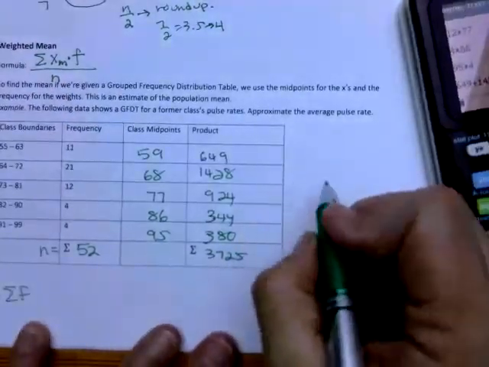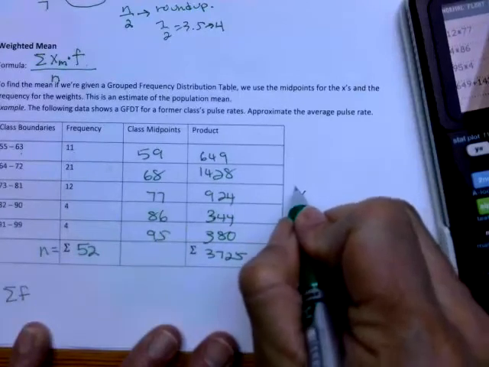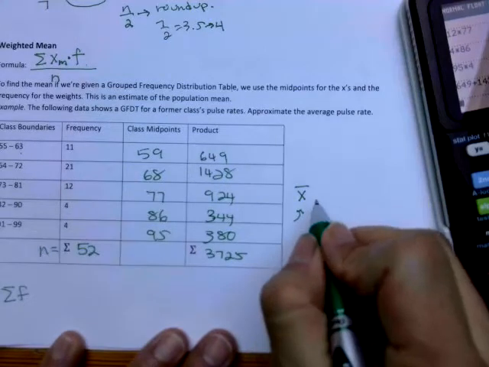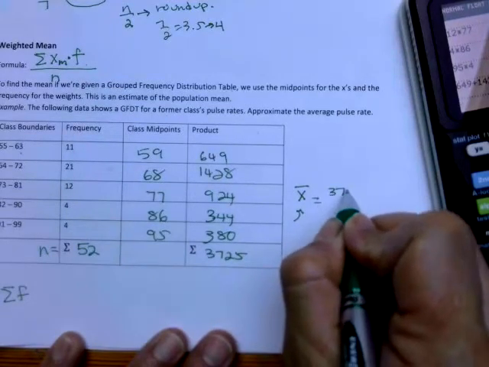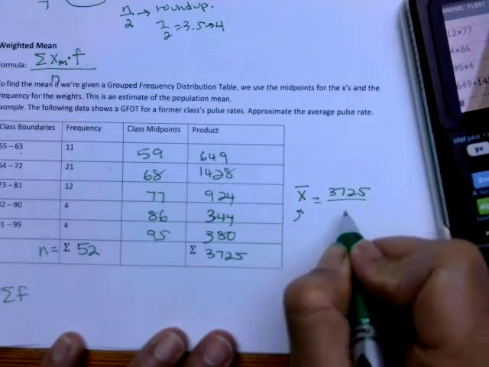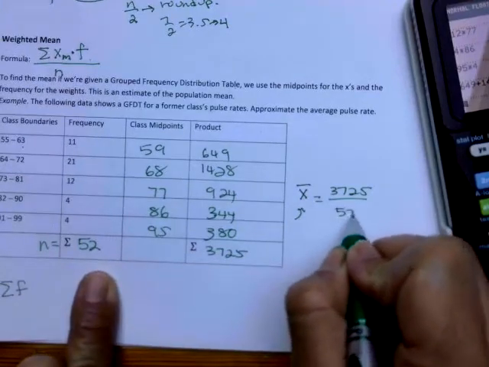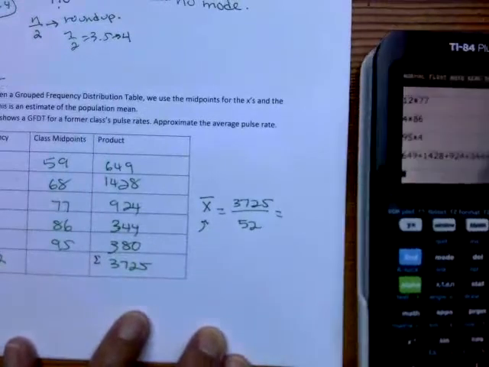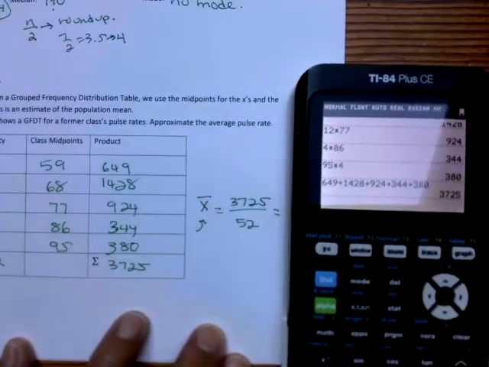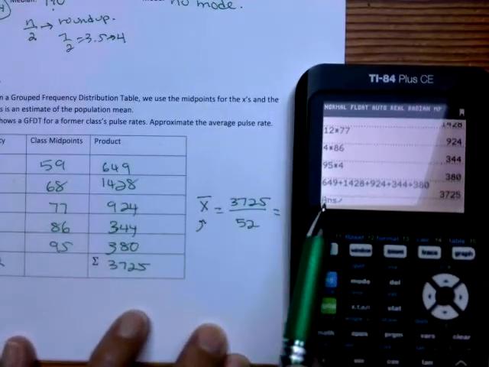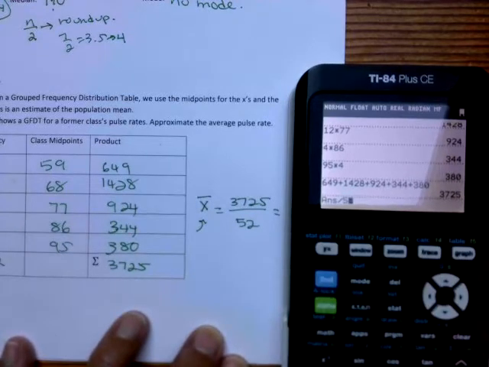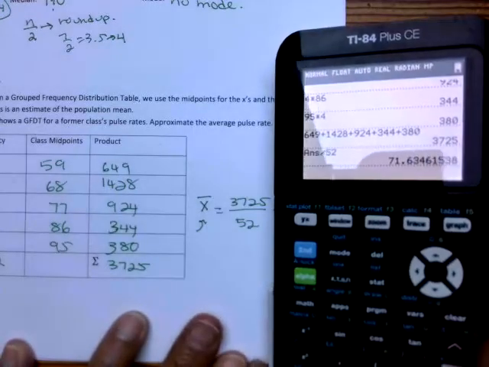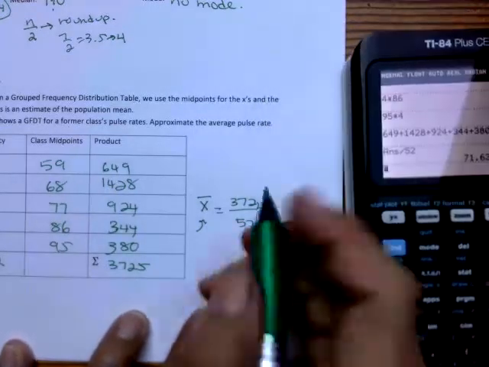So the average, so it's x bar. This is our symbol for the mean for a sample. So that is 3725. It's our estimate. And then we divide by the total number. Our estimate for the mean of our population. So 3725. That's the last number I have there, so I don't have to retype it. If I just do divide, it'll say answer. That'll take that last answer I had. Divided by 52. So the average pulse rate, wow, I didn't think it was going to be that low. 71.6.